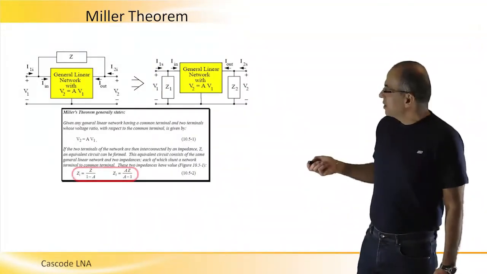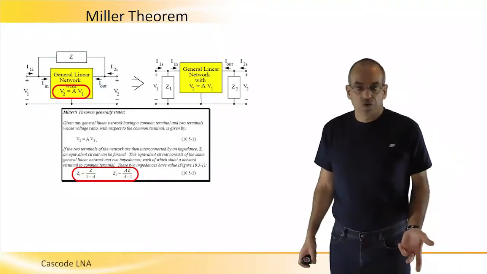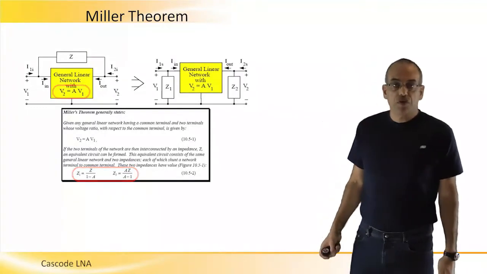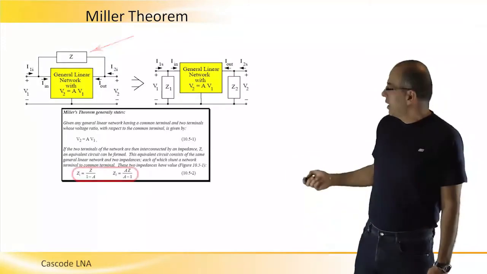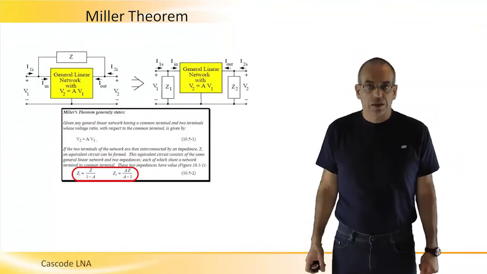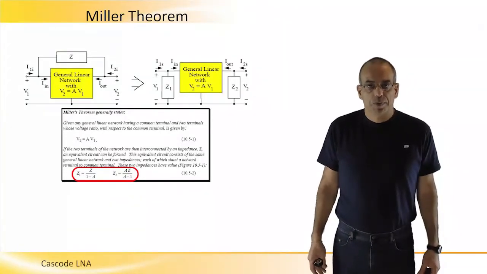So A that we can find here or here is the voltage gain of this amplifier, and Z of course is the impedance of the feedback. And now we know how to calculate Z1 and Z2. That will be the equivalent input-output impedances.